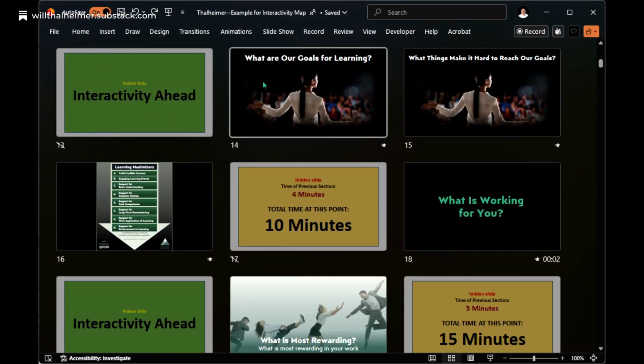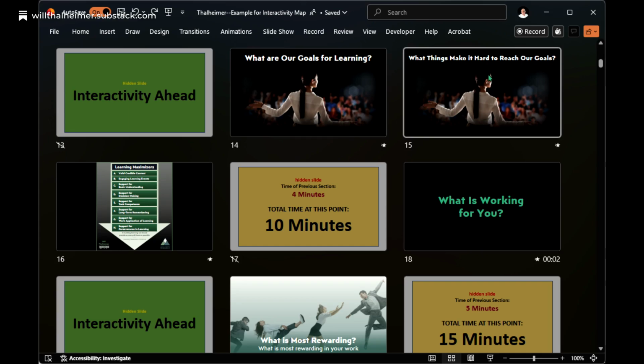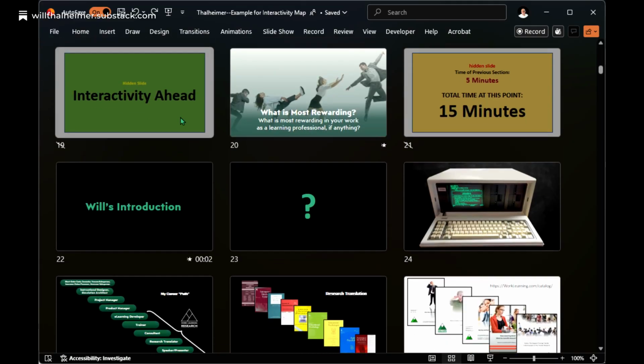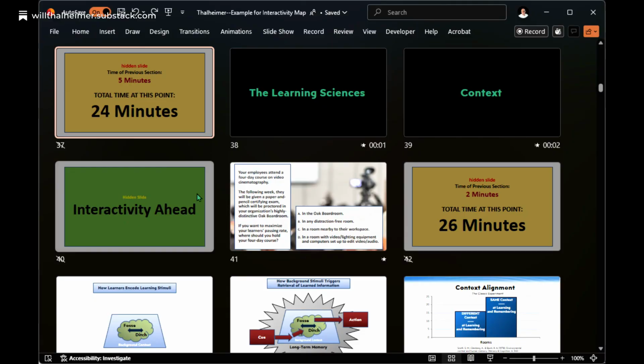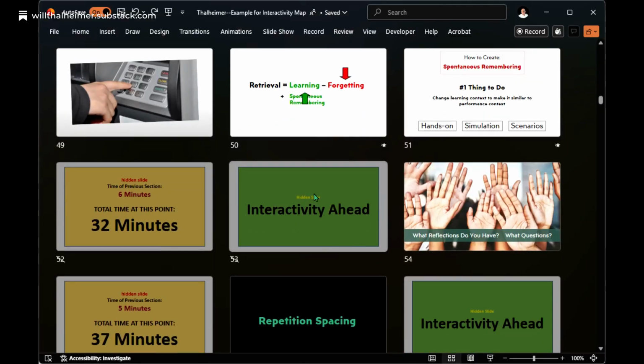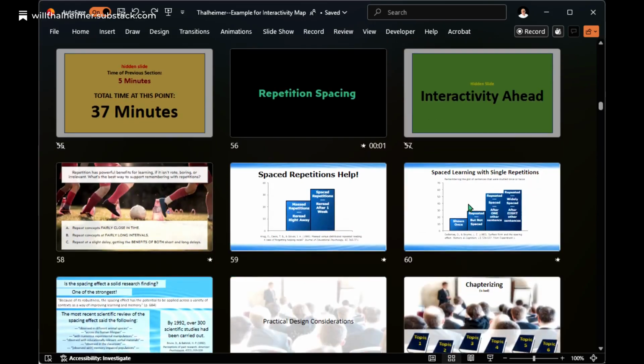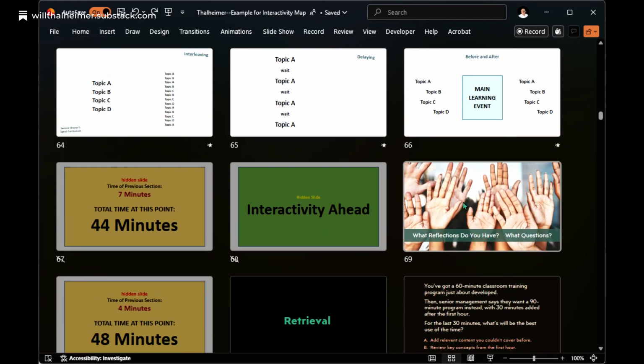Here's another one. This is a general question. What are your goals for learning? What things make it hard to reach our goals? What is most rewarding for you? Here's a scenario question. Here's a what reflections do you have? What questions do you have? If I have a breakout, I will also use this interactivity ahead slide.